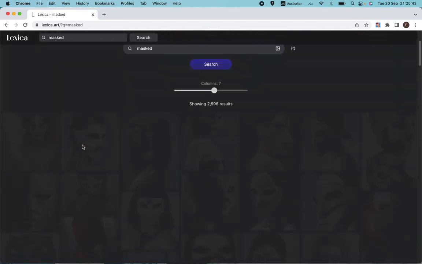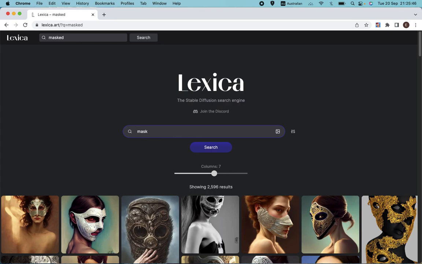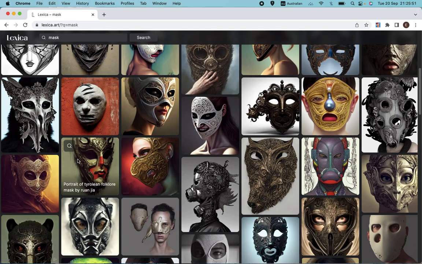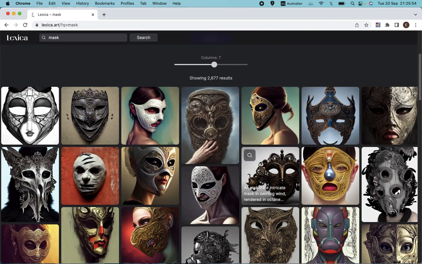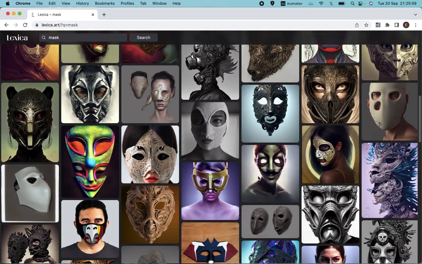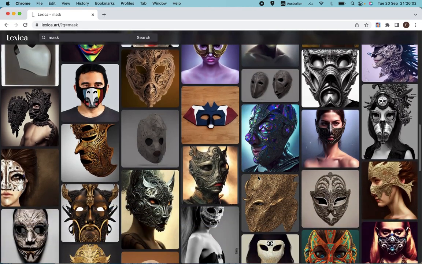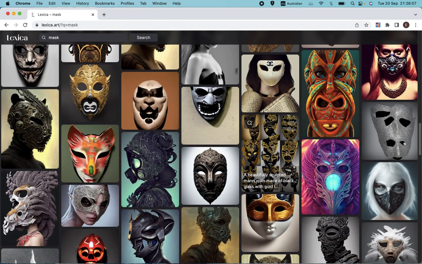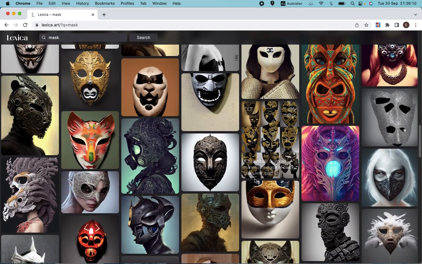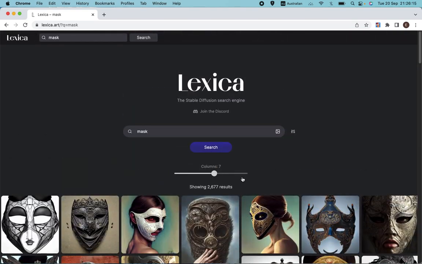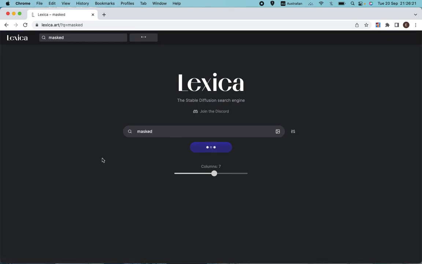Why not just put in mask? Well, you can, and of course there's a big overlap in the results that you get. But mask seems to give you slightly more pictures of just masks without any people wearing them. And personally, I would find that less useful. I suppose if you're doing a game where you have sort of magic items and you want a mask and you don't want a person in it, you just want the item by itself, well, that would be more useful. But most of the time, when you're looking for art, you want a character. So you're probably going to find masked better.